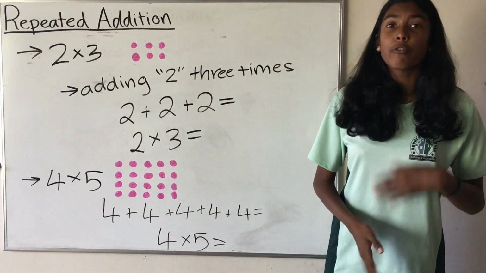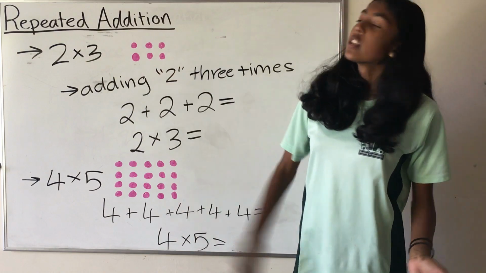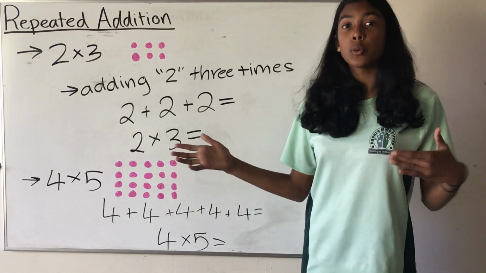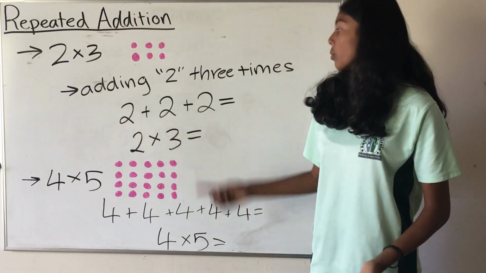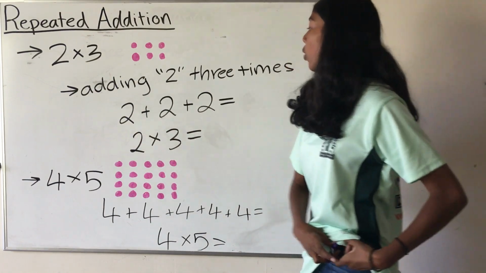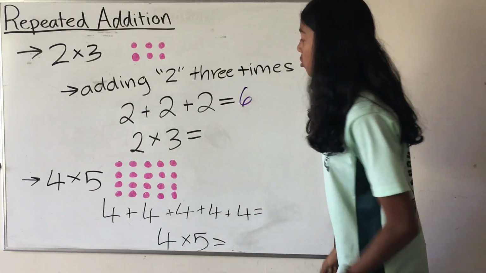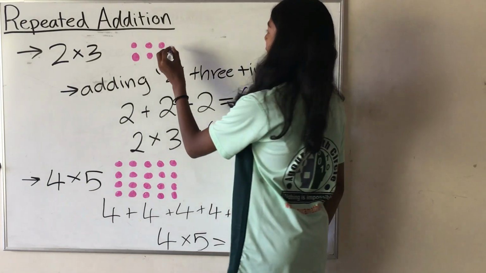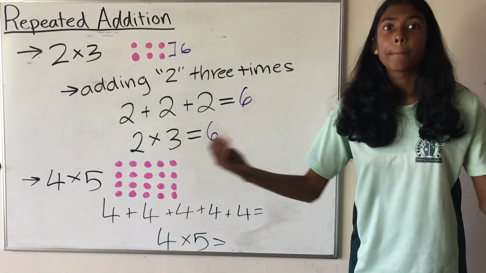And basically, if you're thinking repeated addition wise, 2 times 3, to solve it, you're adding 2 to itself 3 times. So 2 plus 2 plus 2. 2 plus 2 is 4, plus another 2 is 6. So 2 times 3 is 6. And as you can see here, there's 6 dots. Now something a bit bigger.